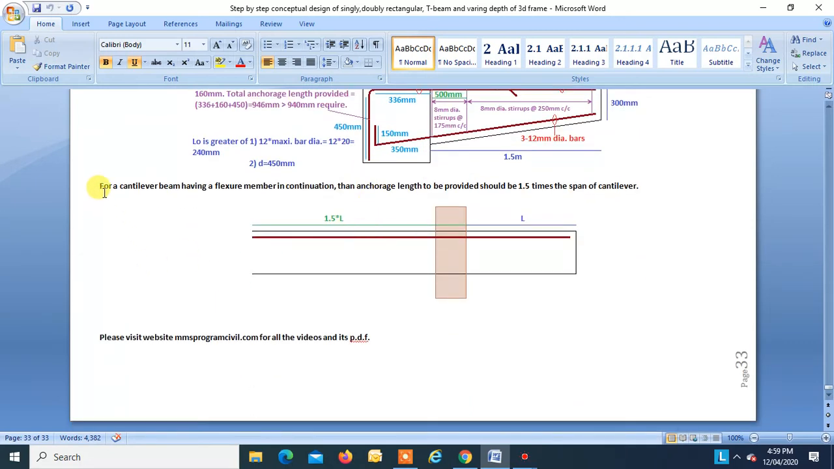But please remember, for a cantilever beam having a flexural member in continuation, the anchorage length to be provided is 1.5 times the span of the cantilever. If you have a beam in continuation with this cantilever beam, and if you are anchoring this bar in the continuing beam, then please remember, if this is the span L, okay, then the anchorage length over here from this face of the column should be at least 1.5 times L. Please remember that, okay. The criteria in this case will change.